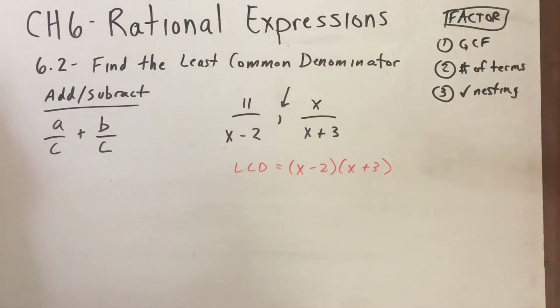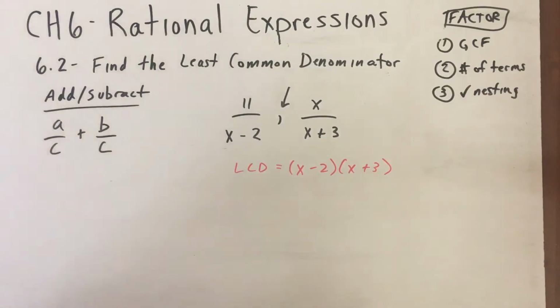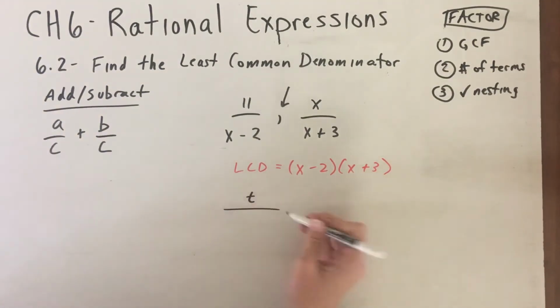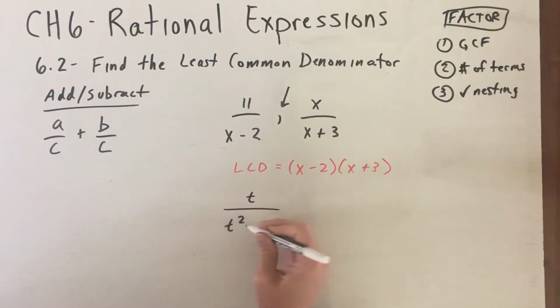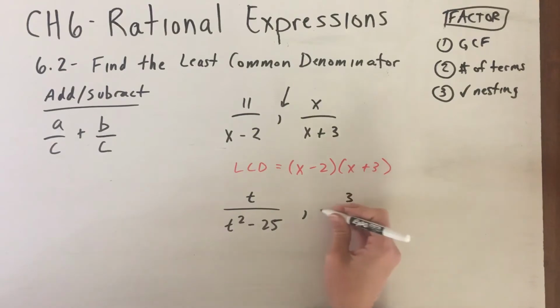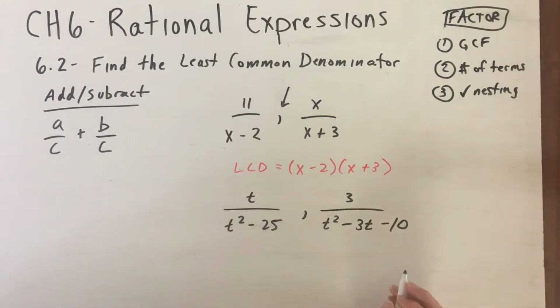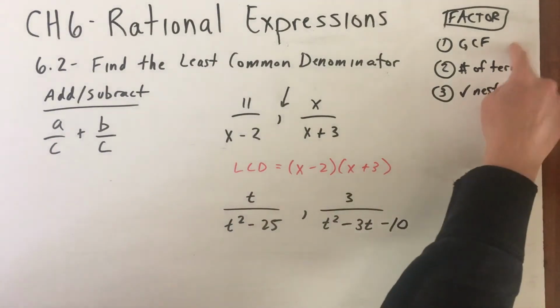But what if we had an example like this instead? And I just want to know the LCD here. Okay, so again, this was already factored, but here these are not. So I need to factor this. So I'm going to go through my factor completely steps.